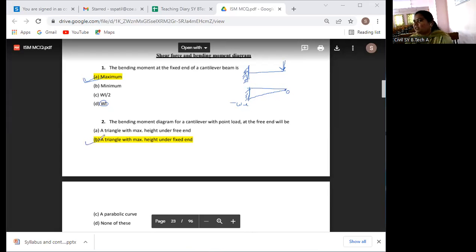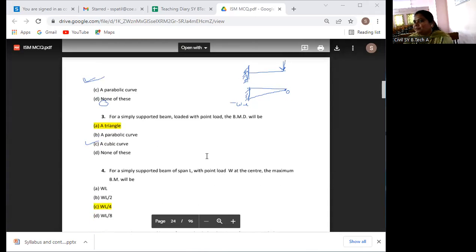So our answer is likewise. The first option is a triangle with maximum height under the free end. At the free end, the bending moment is 0 and at the fixed end, the bending moment is maximum. So the shape is a triangle with maximum height under the fixed end. Okay, after that, we will move towards the third question.